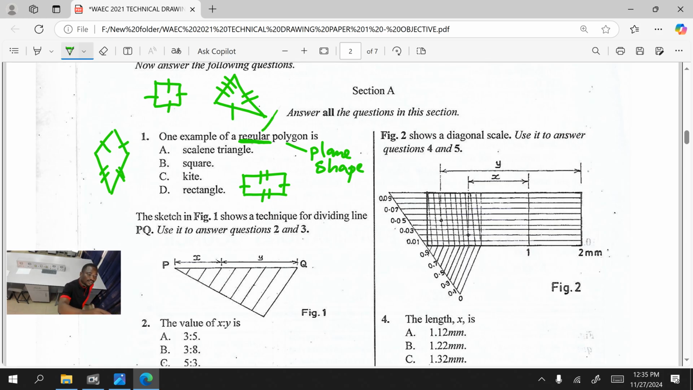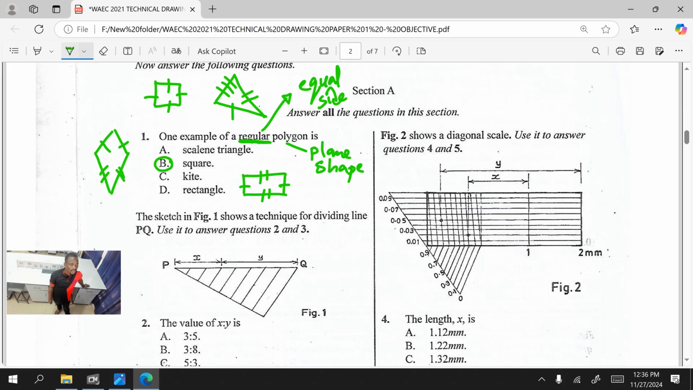So the word is regular. You need to ask yourself, what is a regular shape? A regular shape is a shape whereby all the sides are equal to each other. So when you hear a regular shape, all the sides should be equal to each other. Which out of these 4 shapes has equal sides? That's a square. So take note of that.